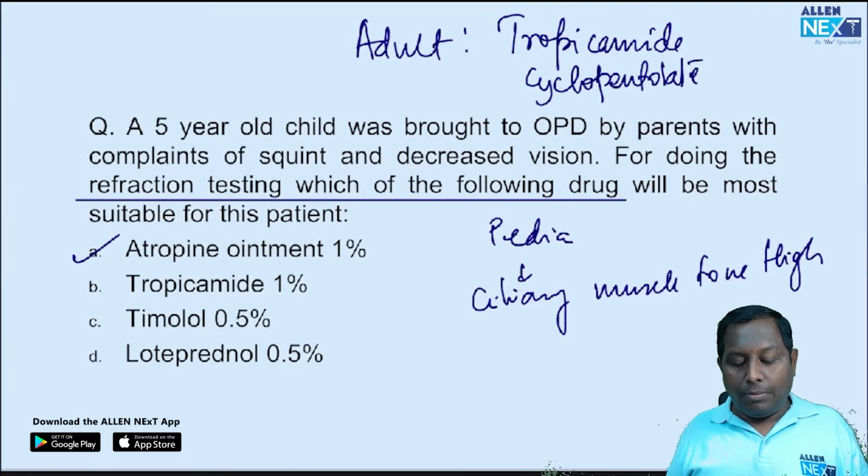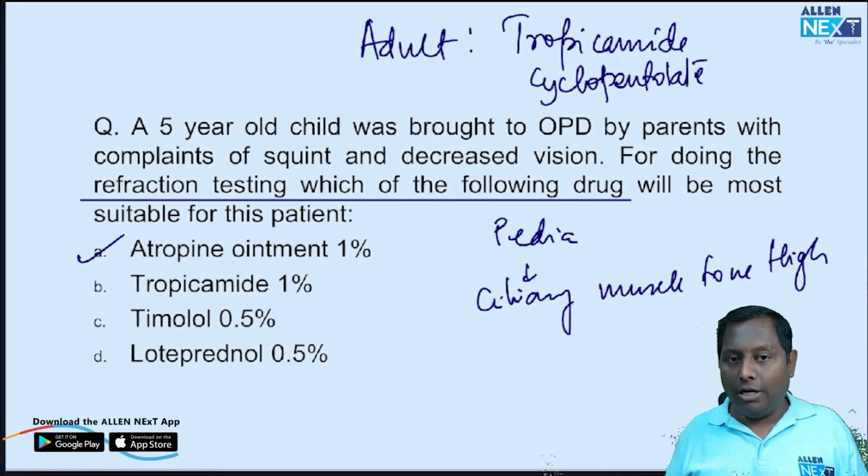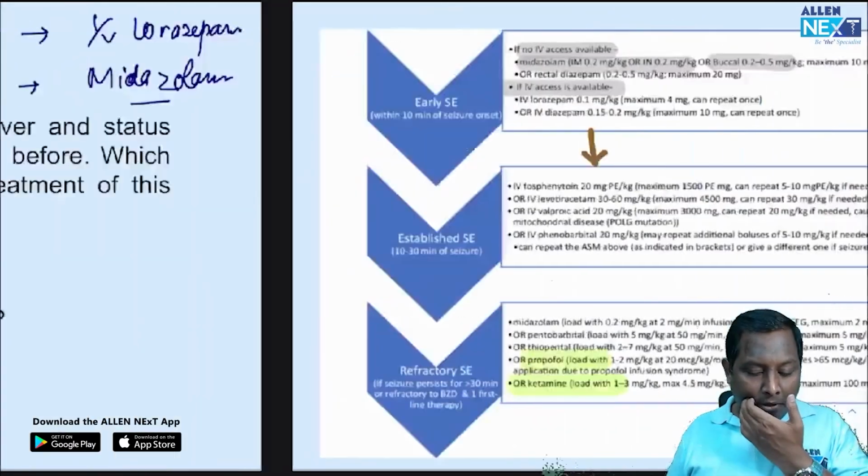5-year-old child brought to the OPD with squint. So pediatric population, if you want to do refraction, if you want to do mydriasis cycloplegia, you'll be preferring atropine ointment. Adult में tropicamide.